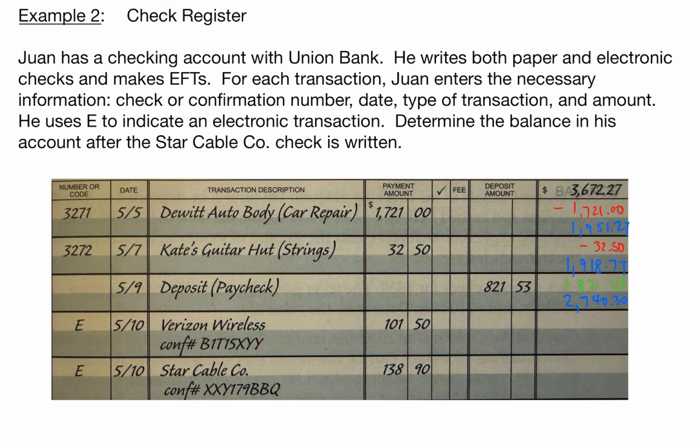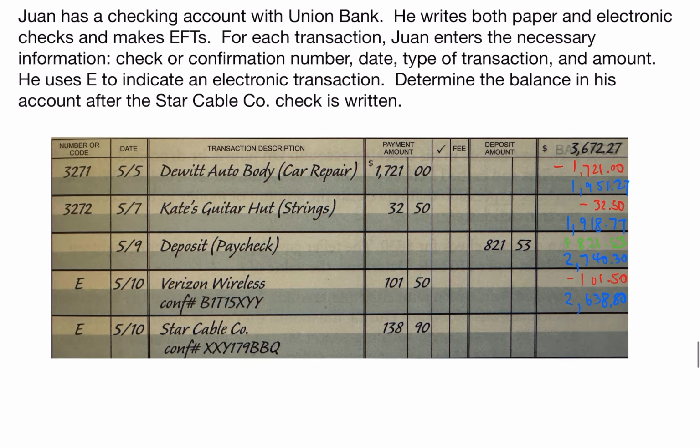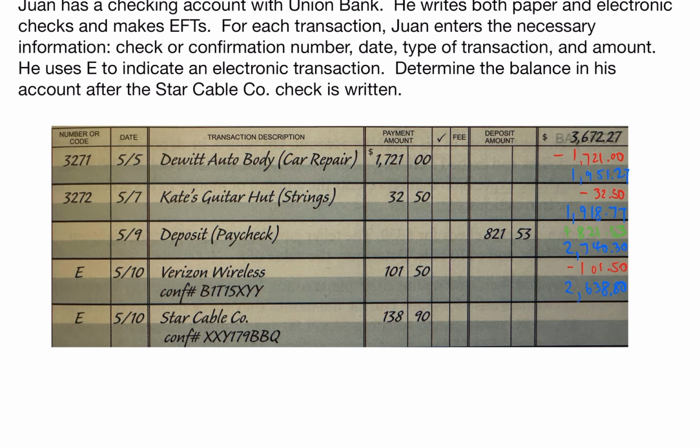$2,740.30. Then he makes a payment electronically to Verizon Wireless for $101.50, and that should give us a balance of $2,638.80. So notice that everything that's in blue is a running balance, and everything in red is a withdrawal, and then anything in green is a deposit.